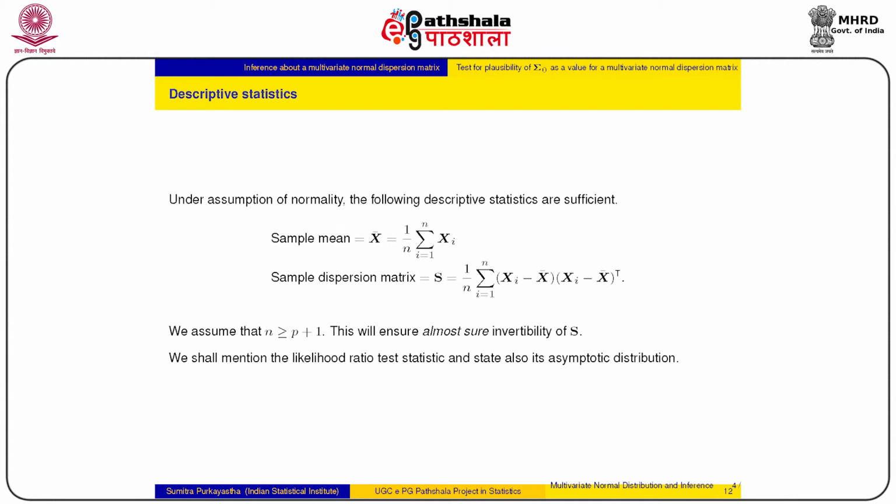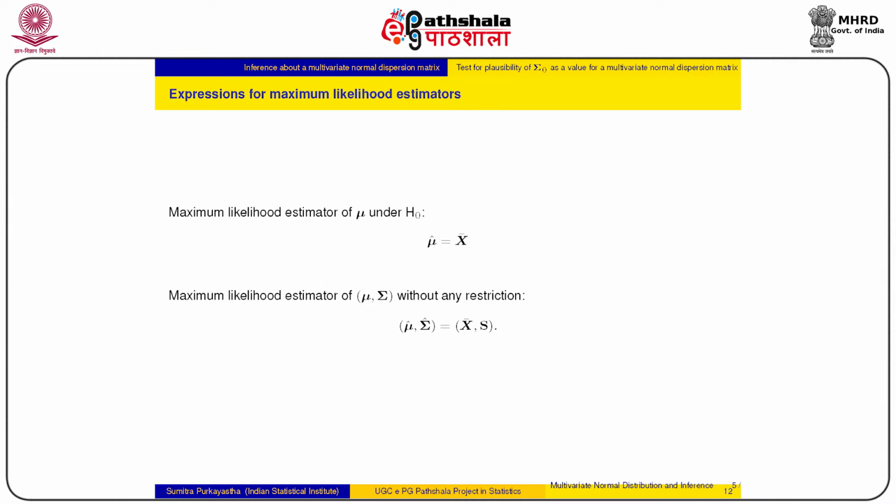What we shall do now, we shall write down the likelihood ratio test statistic and also state its asymptotic distribution. So let's see what are the expressions for the maximum likelihood estimators. In order to find the expression for the likelihood ratio statistic, we have to find, to begin with, the maximum likelihood estimator of mu under H naught. We don't have to bother about sigma because under H naught sigma is known to me, sigma naught. So under H naught, that is when sigma is equal to sigma naught, the maximum likelihood estimator for mu is x bar, the sample mean.